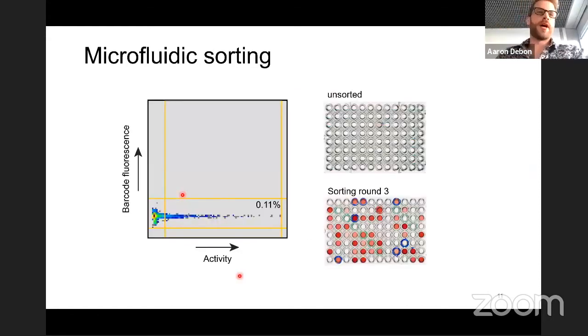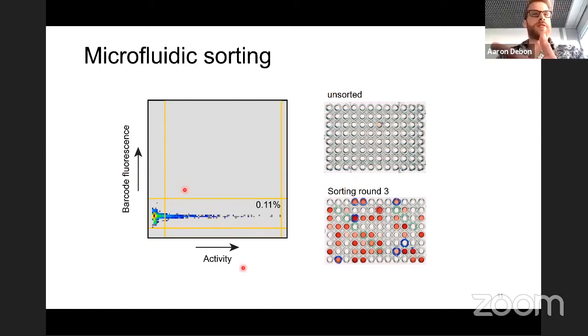I'll give you an example of how this would look in the microfluidic sorting device. On the y-axis, we have a barcode dye that we add to all of the droplets so we can detect all of them. On the x-axis, we see the activity, so the reporter dye. We are interested, of course, in droplets that contain more reporter dye than the ones that probably contain no enzyme or are dead clones.